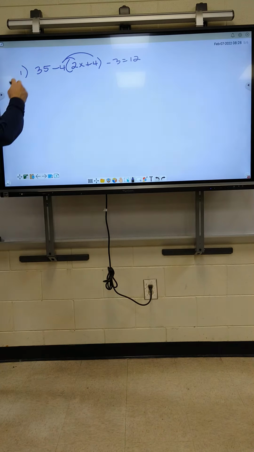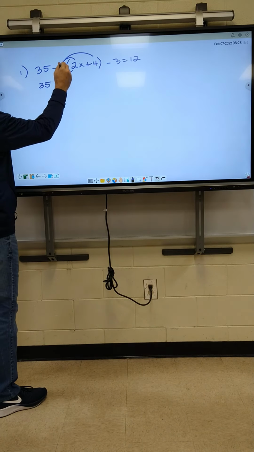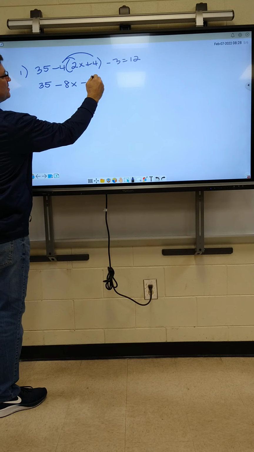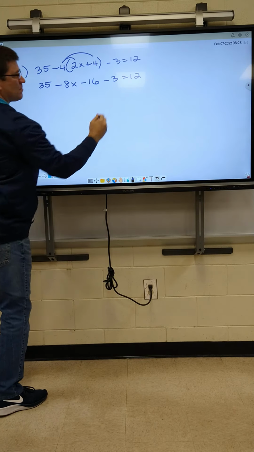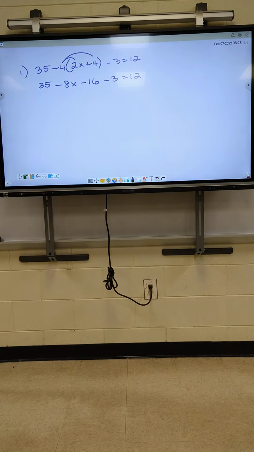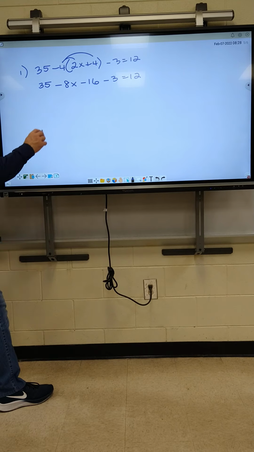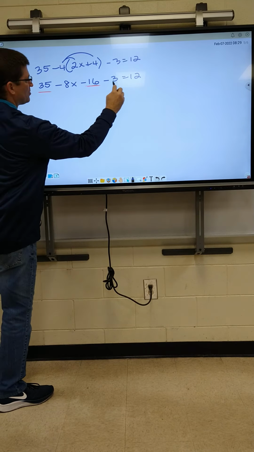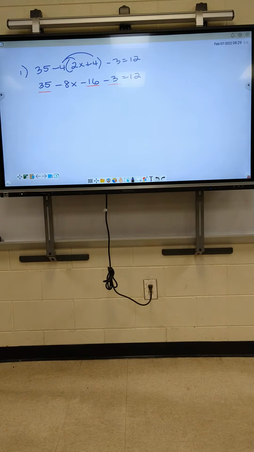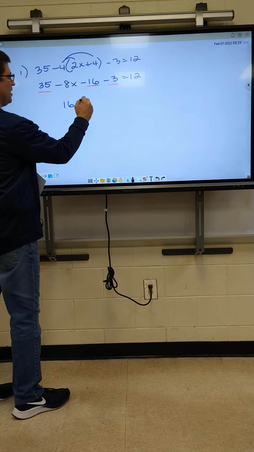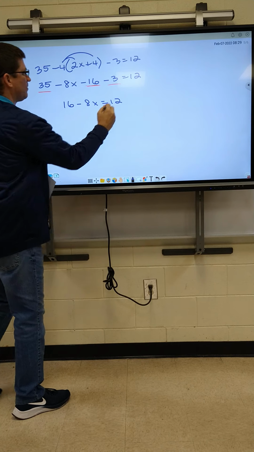After you distribute your -4, that's going to give you -8x minus 16 minus 3. What's next? We have to add up anything on the left side of the equal sign that's like terms. I got 3 numbers right here I can add up. Add those 3 numbers up and tell me what you get. 35, 16. All right, 16. Did everybody get 16 on that?